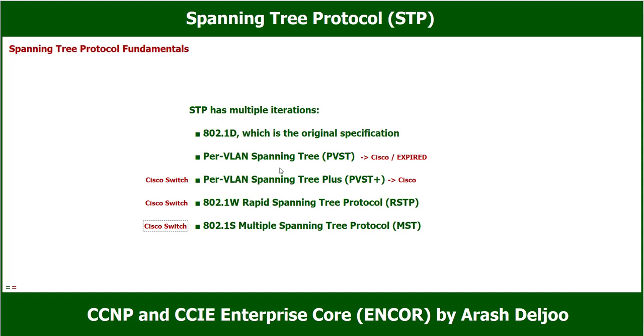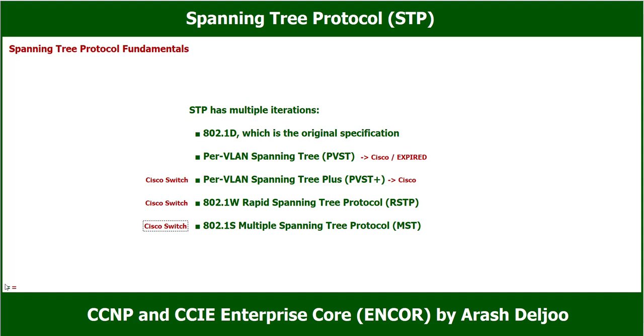802.1d is the base of PVST Plus. When you are using 802.1d, you have only one STP instance in your network, but with per VLAN Spanning Tree Plus, or PVST Plus, you have multiple STP, or multiple 802.1d, instances in one network. Rapid STP has more speed compared with STP or PVST, and MST has other advantages.